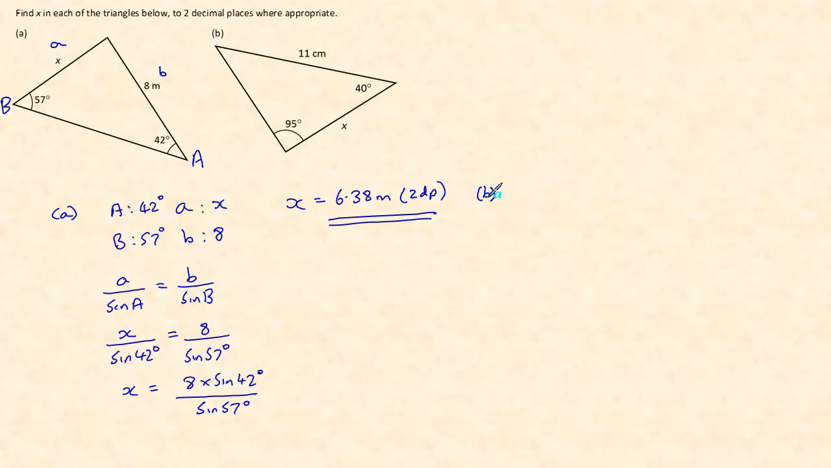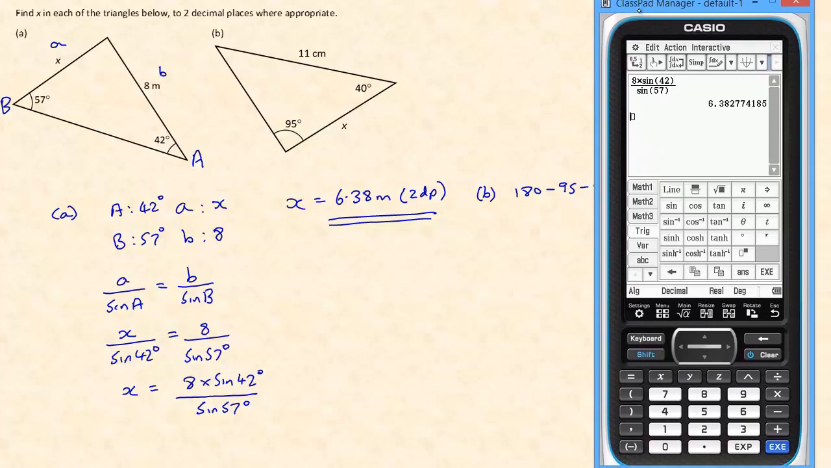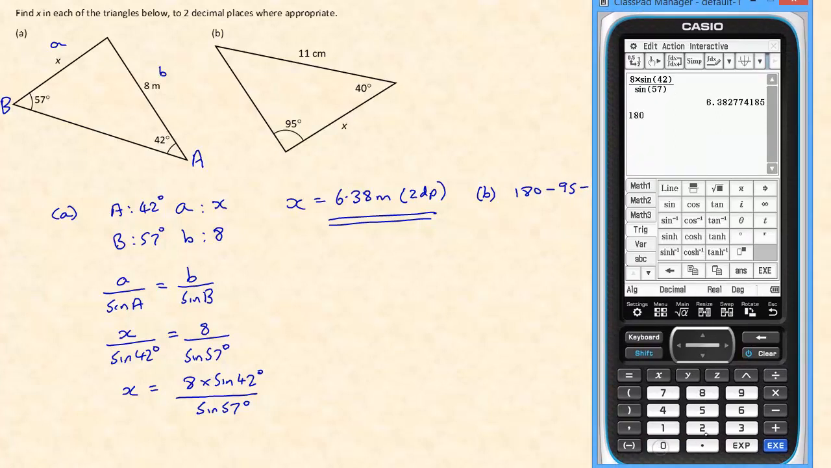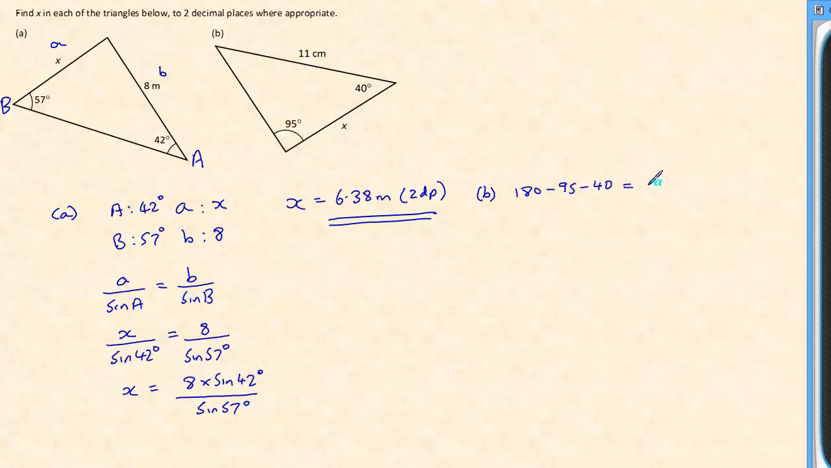Now in part B, we're trying to find this side, but we don't know the angle, but we do know the other 2 angles, and we know that 3 angles add up to 180. So all we need to do to start with is 180 take away 95 take away 40. That gives us 45. So this one here is 45 degrees.